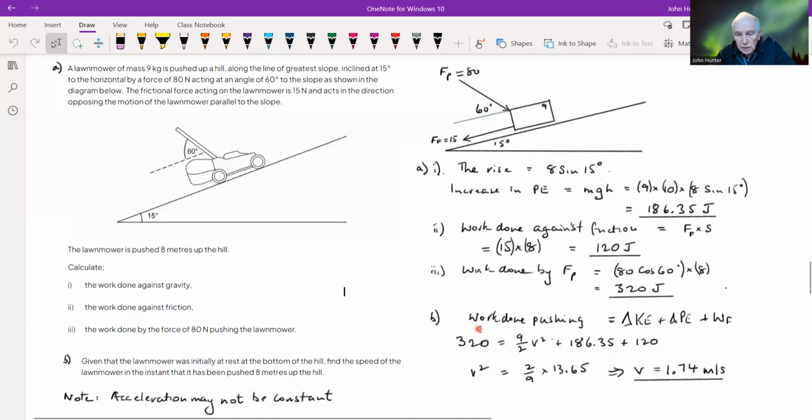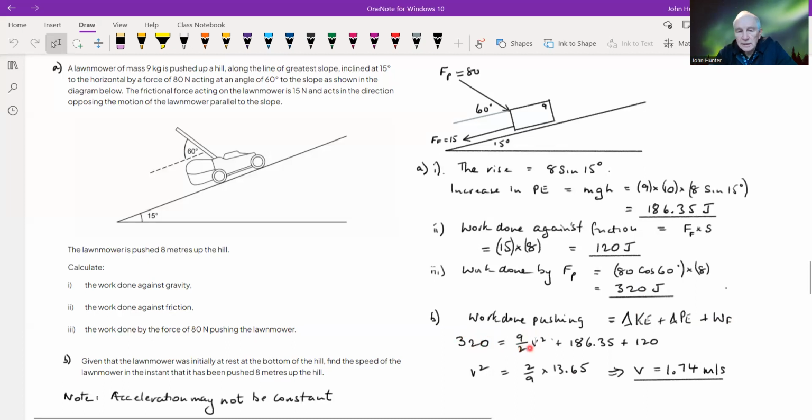So let's have a look at this formula here. So the work that we do pushing, where does that work go? What's it applied to? Well, it's applied to the increase in the kinetic energy, it's applied to the increase in potential energy, and it's applied to the work against friction. All these are in joules. We've got energy and work, but that's all in joules. So, the work done pushing we've calculated is going to be 320.